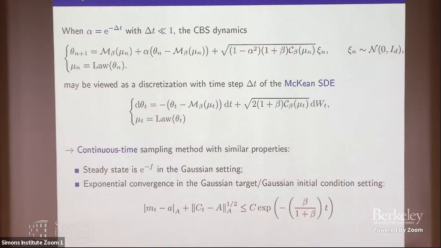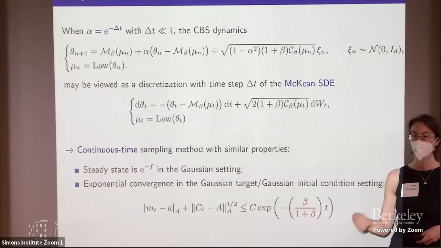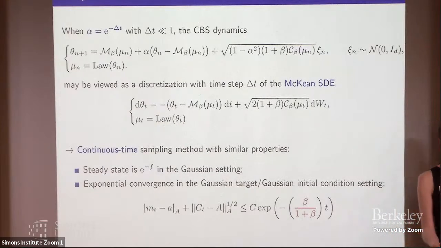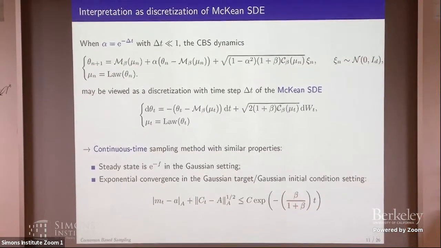Yes, and we know that if f is quadratic, so if the target is Gaussian, then e to the minus f is a steady state. And we can also show convergence for the continuum time model. But again, this is all Gaussian, right? And this is exponential in time. And here you see now that you also increase your rate of convergence as you take beta larger, but not without limits, right? This will always be less than 1. And maybe what I should say also for this rate and also for the rate in the discrete time case, these rates are sharp. So we actually have upper and lower bounds.